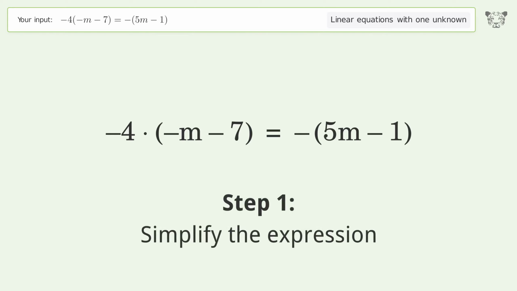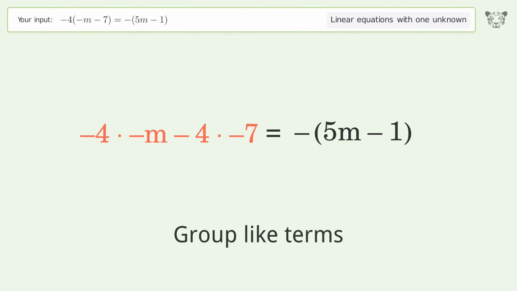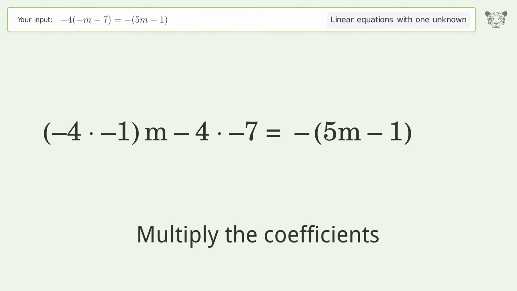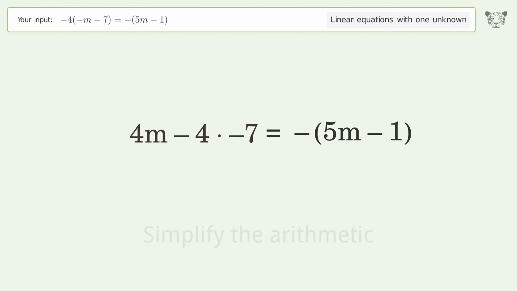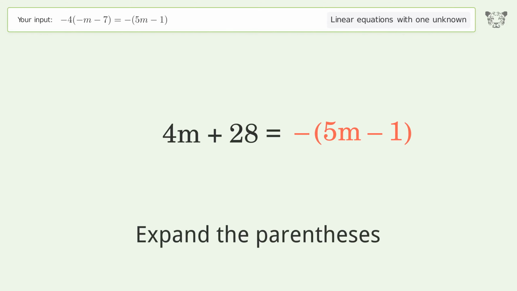Simplify the expression. Expand the parentheses. Group like terms. Multiply the coefficients. Simplify the arithmetic. Expand the parentheses.